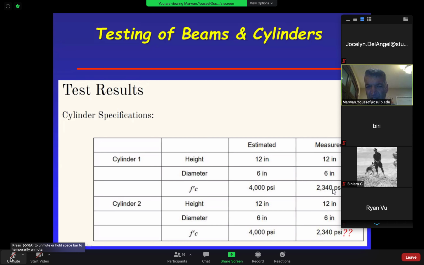Like I said, these two numbers should be different. And then if they are close, let's say 2340, 2550, you take the average of the two. If this is 2340 and this is 1500, this is bad. So you throw that out and just use the close one.